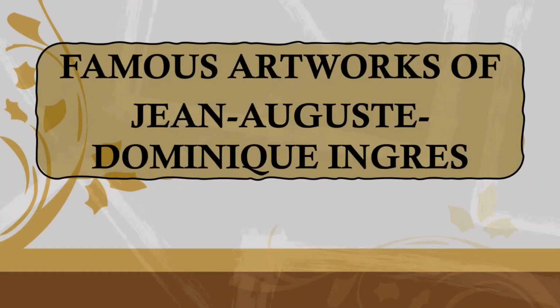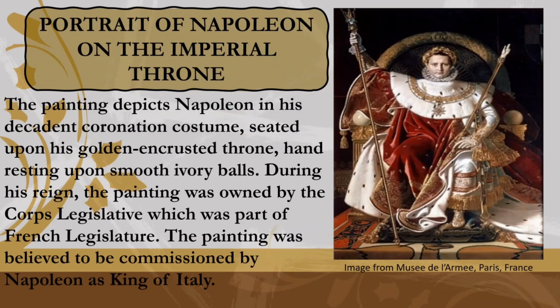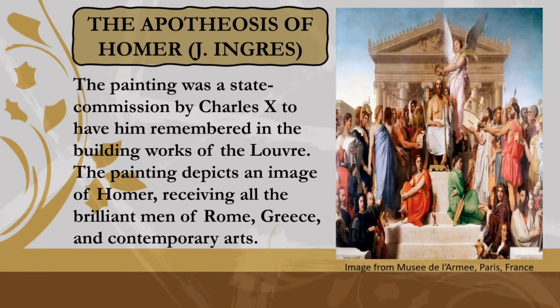Here are the famous artworks of Jean-Auguste Dominique Ingres. So we have here the portrait of Napoleon on the imperial throne. This painting depicts Napoleon in his decadent coronation costume, seated upon his gold-encrusted throne, hand resting upon smooth ivory balls. During his reign, the painting was owned by the Corps Législatif, which was part of the French legislature. The painting was believed to be commissioned by Napoleon as King of Italy.